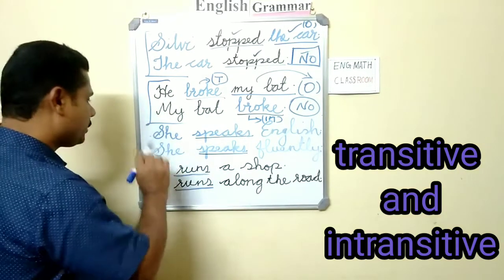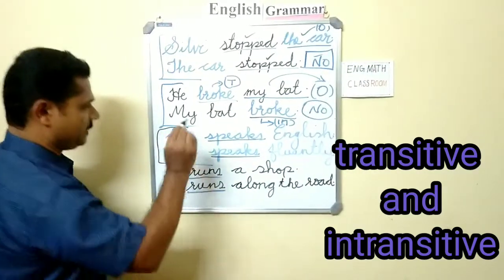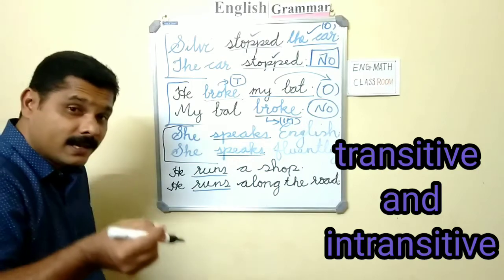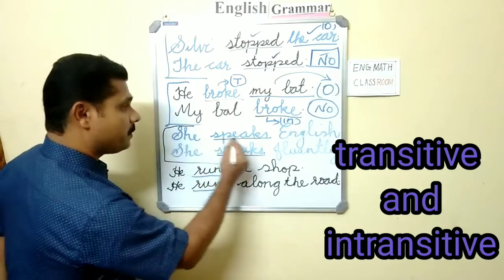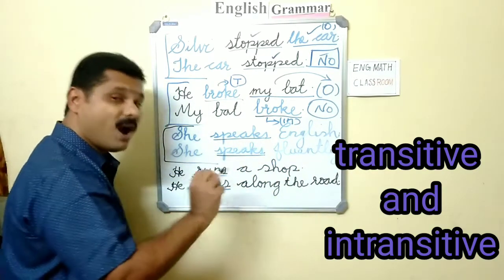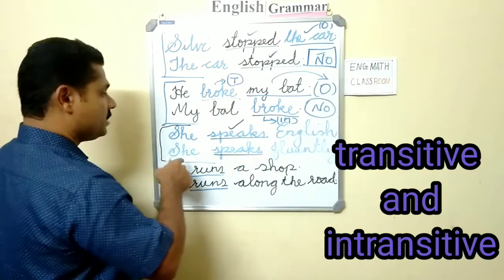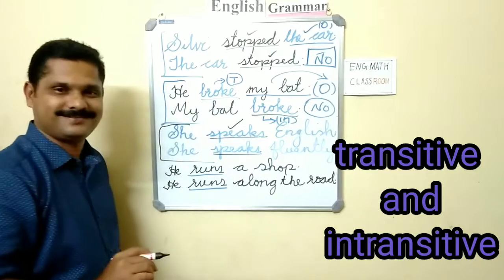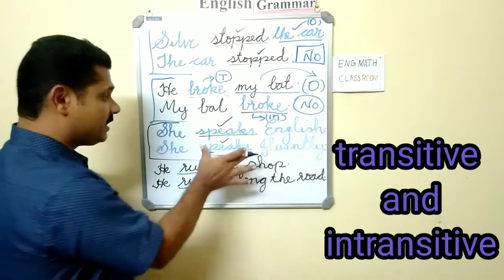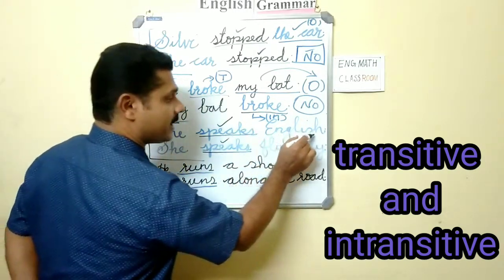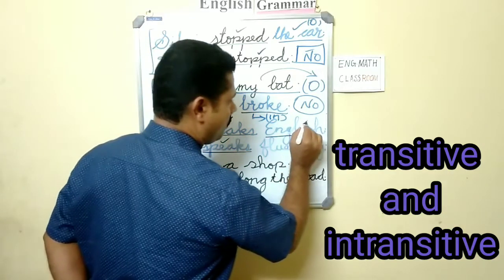Okay, now look into the third pair. Here we have a little difference. Let's see, she speaks English. What? English. Verb, speaks. She speaks fluently. What is the verb? Speaks, say. And what is the difference? In the first sentence, again, we find an object. We get the object here.